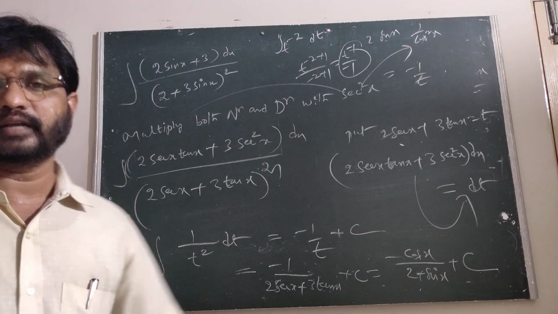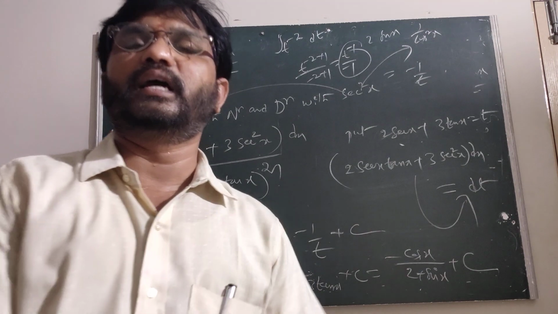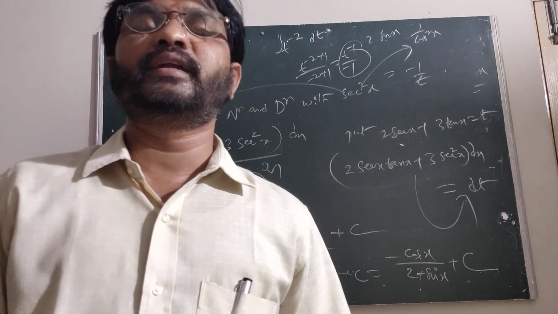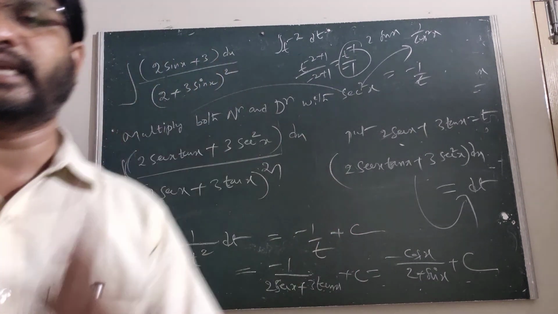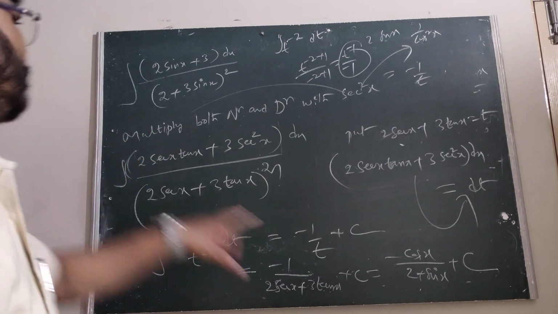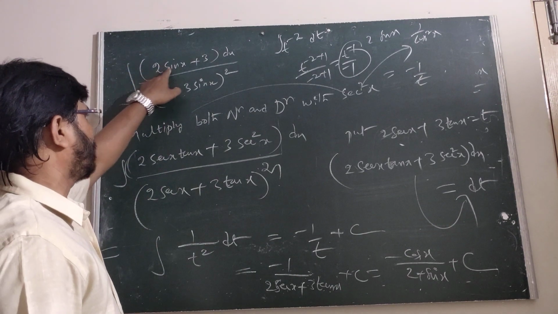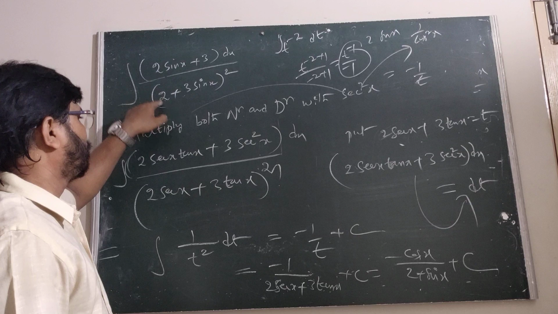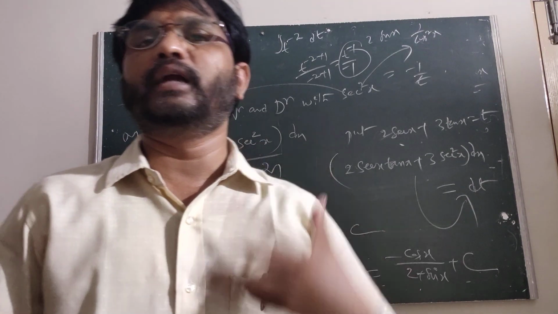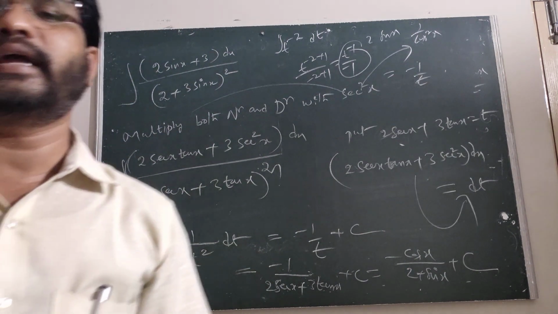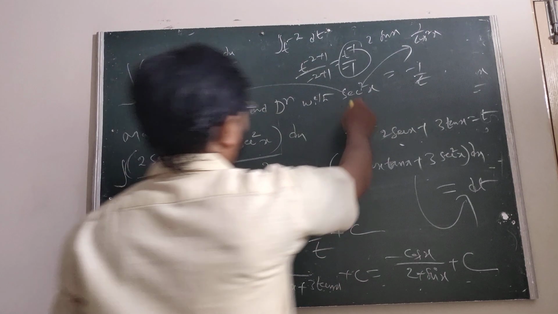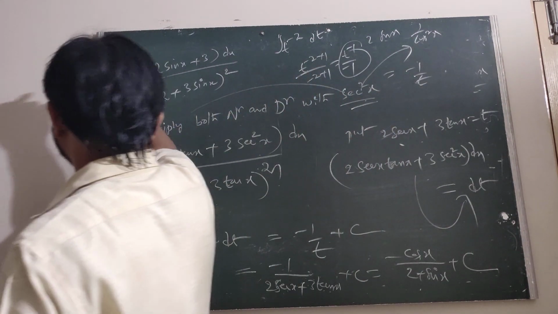What is the thinking here? When in the numerator and the denominator, one of the terms contains sin x and the denominator must be whole square there. When sin x is there, it is a multiple with the secant square x. When cos x is there, suppose 2 cos x plus 3 upon 2 plus 3 cos x whole square, undoubtedly we have to multiply both numerator and denominator with the cosecant square x. Here we have to multiply with secant square x.